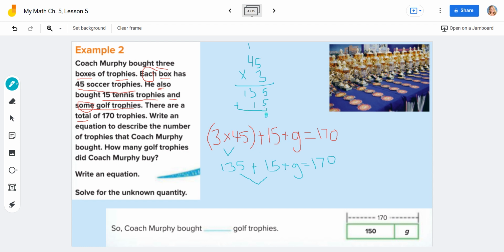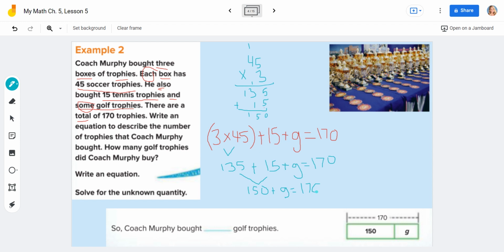5 plus 5 is 10. 3 plus 1, 2 is 5. And then 1 plus nothing is 1. So I get 150. No, 2 is 3. Okay. Sorry, guys watching me. 150 plus G equals 170.